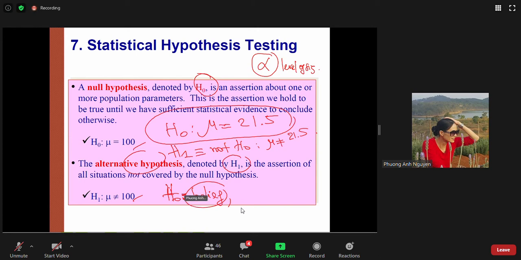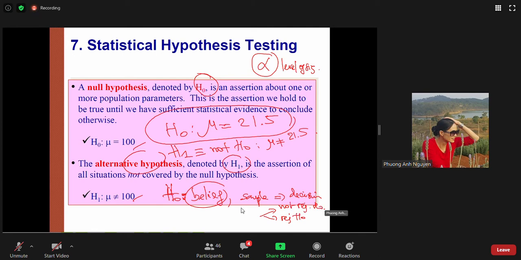Later on, if you don't agree with me, you take a sample, do something, and in the end, you make a decision. You make a decision to reject H0 or not reject H0. Again, the null hypothesis H0 is a statement about the population parameter. Often it is the belief.